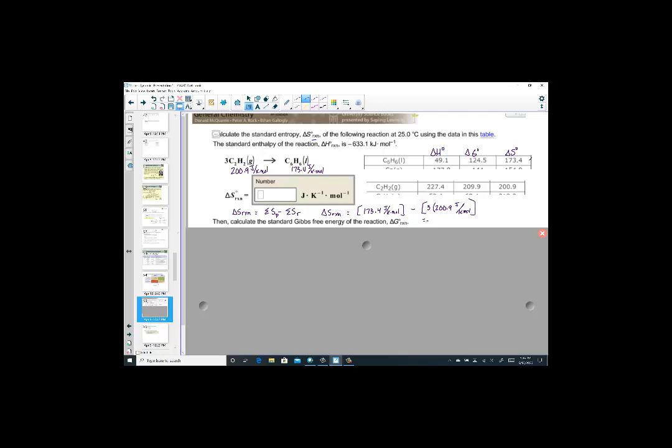And hit that with me on your calculator, and let's see if we get a common answer. Pause the video if you need to. Make sure you can process and find the same answer as I do. 173.4 minus 3 times 200.9, and my screen reads negative 429.3. Now pause a minute and just make sense of this number.